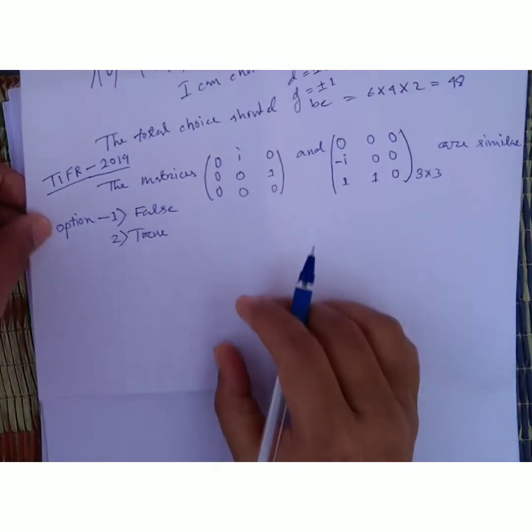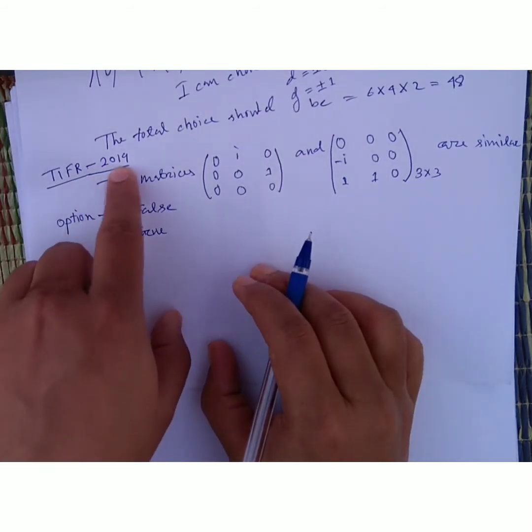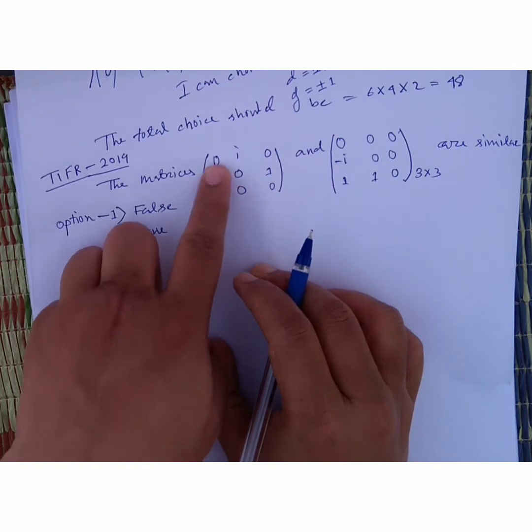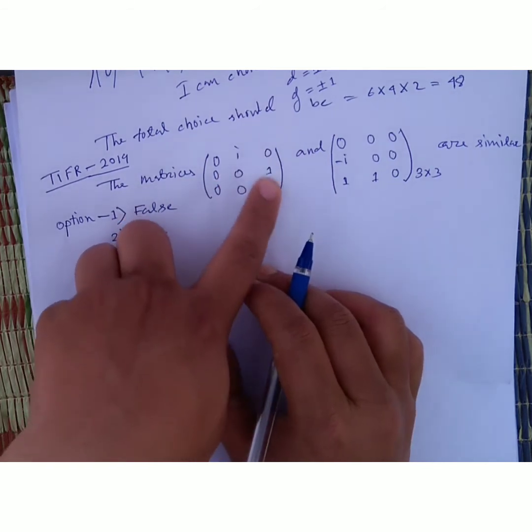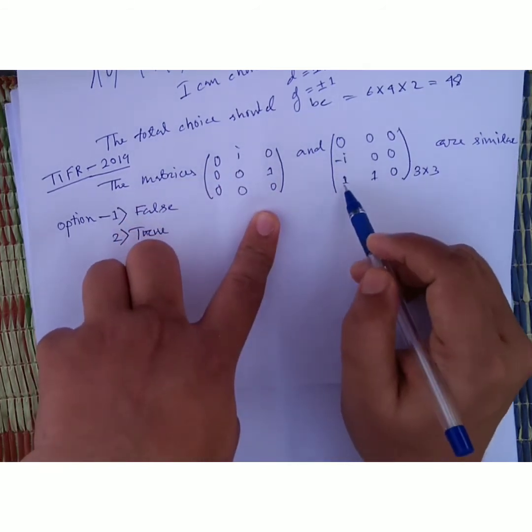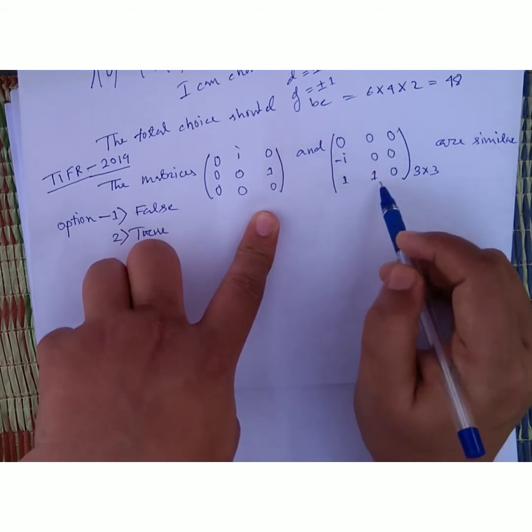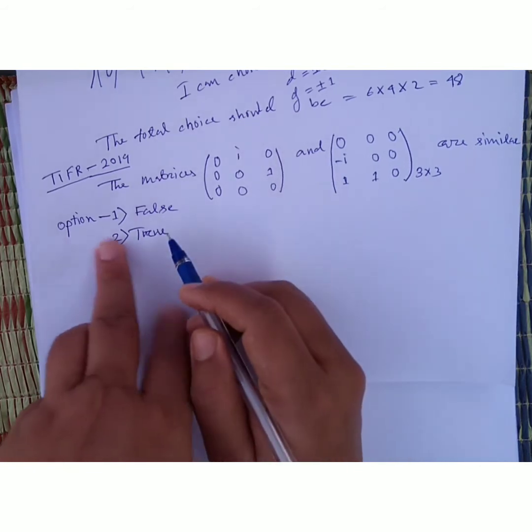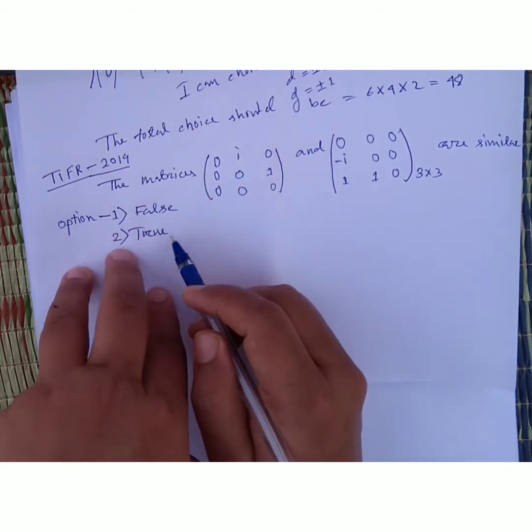So friends, the next problem is TIFR 2019. This problem: the matrices 0, 0, 0, 0, I, 0, 0 and 0, 1, 0 and 0, minus I, 1, and 0, 0, 0, 1 and 0, 0, 0 are similar. Option 1, is it false or true?